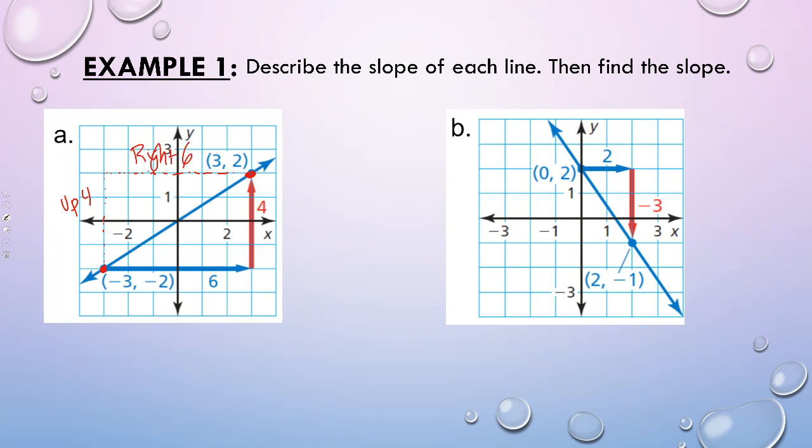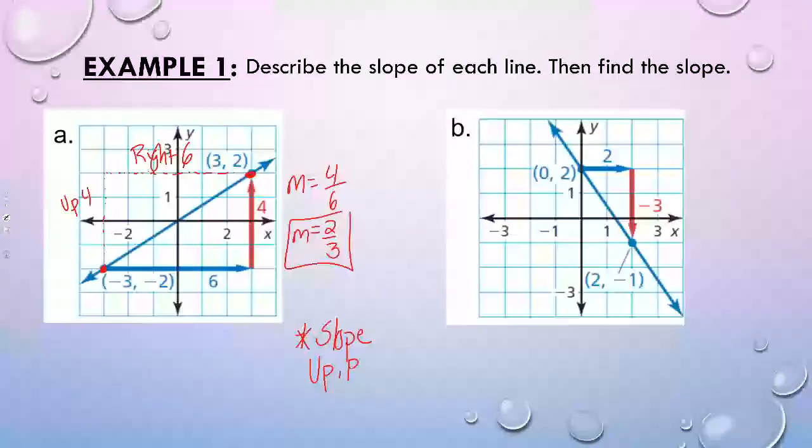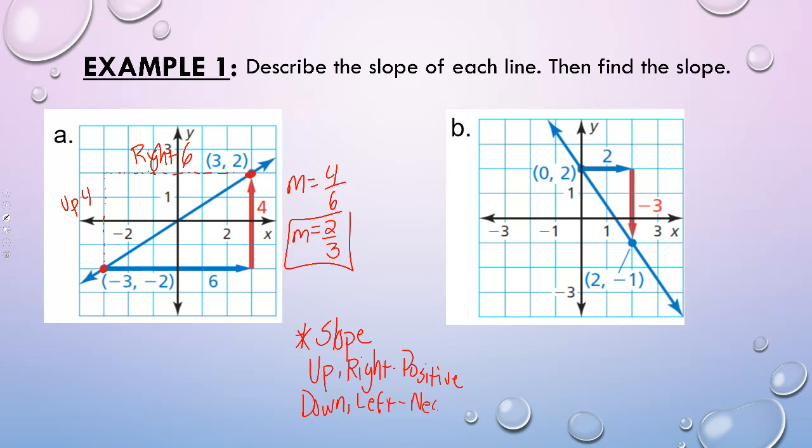So it's your up, down over your left, right. So I went up 4. So my slope is 4 over to the right 6, so 4 over 6, or 2/3. We can simplify that fraction. So my slope is 2 over 3. One thing to keep in mind when you're dealing with slope, okay, up and right are positive. And make sure you write this down. Down and left are negative.